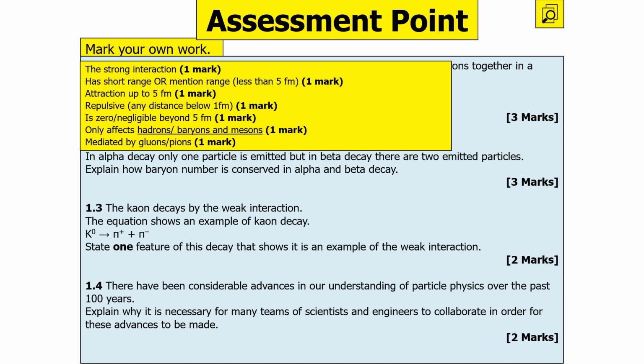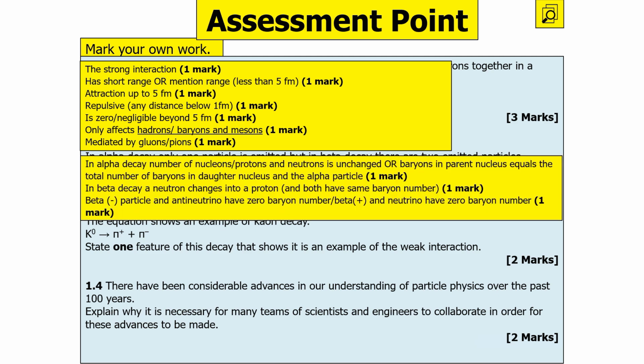Now in alpha decay, we know that the baryon number will be conserved as the number of protons and neutrons is unchanged, because a proton is a baryon and a neutron is a baryon, and it's only protons and neutrons being released from the nucleus in alpha decay, so there's not going to be a change in those values. Now in beta decay, a neutron changes into a proton, but they've both got the same baryon number, so it's going to give the same value. A beta minus particle and an electron antineutrino are also produced, but they both have a 0 baryon number, so it won't affect the baryon number. Now, one feature of the weak interaction is that strangeness is not conserved.